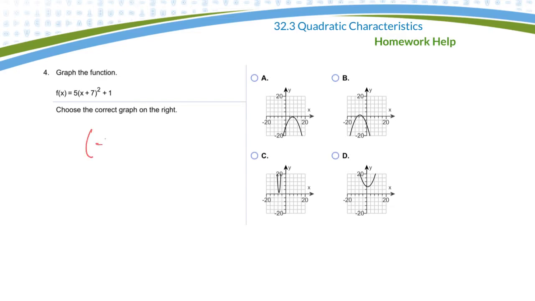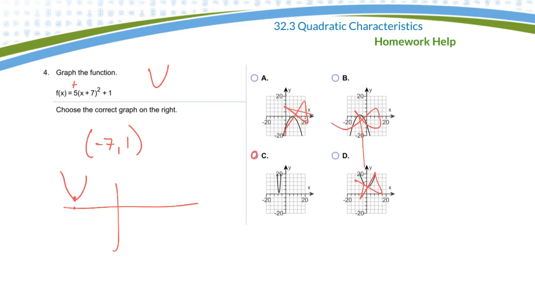My vertex is -7 and a +1, and it's positive, so it goes up. So -7 and a +1 right there. There's your vertex, and it goes up. Which of those look like that? Not that one. These are going down. Has to be that one.